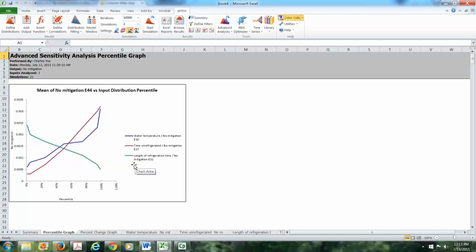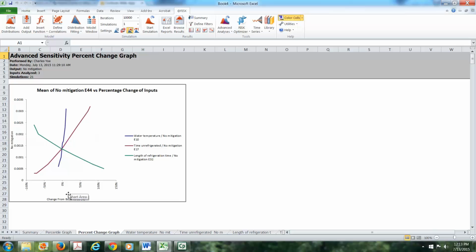Green is the length of refrigeration time, and it has an opposite slope. It's basically saying that low numbers produce high rates of illness, high numbers produce low rates of illness. This is with percentile. If we take a look at the percentage change from the base value, looking at the data and the same data in a different way, we see results in a little bit different light here.